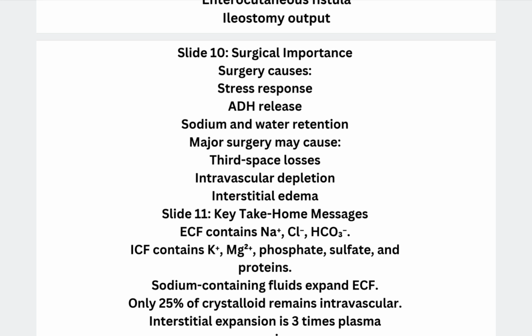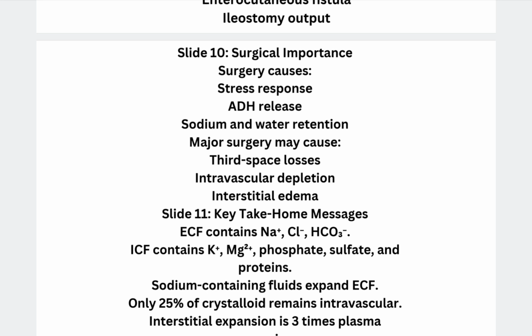So always keep in mind, surgery leads to perioperative stress and release of antidiuretic hormone, which causes water retention, and if you are also giving fluids, it leads to excessive water in the circulation. Also during surgery, there can be fluid loss or blood loss.